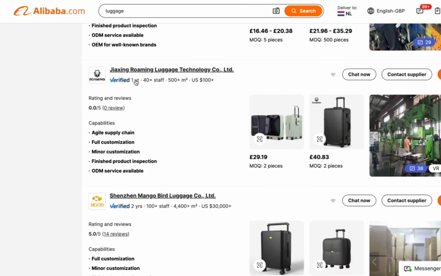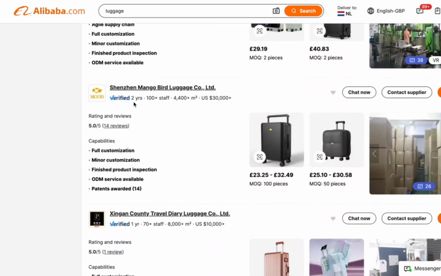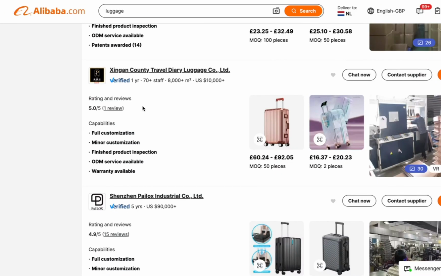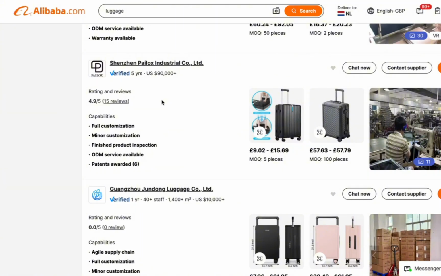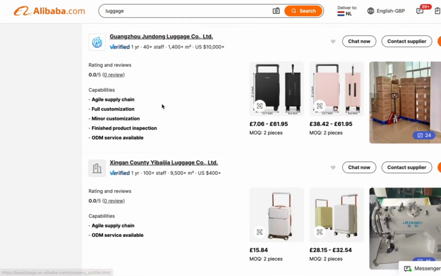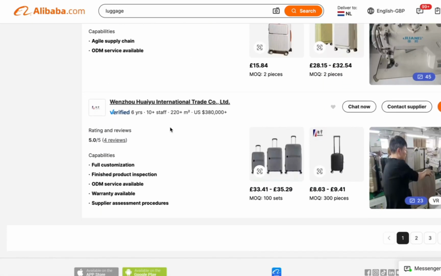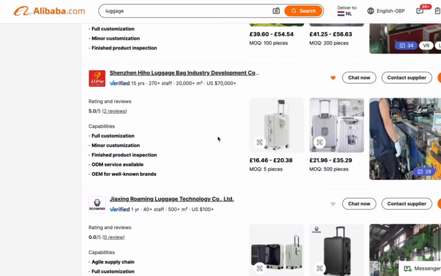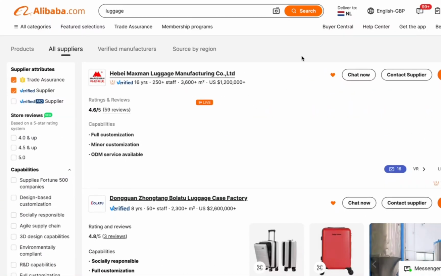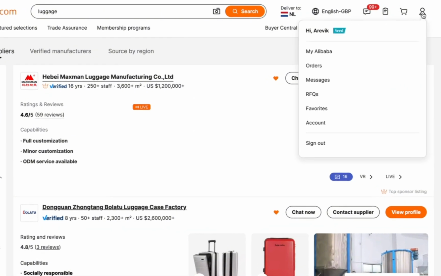Next one, too few years in business. This company has been in business for 5 years, but it's unclear how many employees they have. This company, 1 year in business, and this one also, and this one is a trading company. Well, I think the suppliers we have already selected should be more than sufficient. Let's move on to the next step.